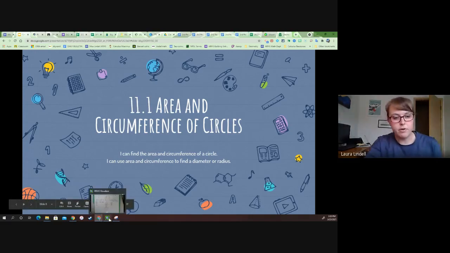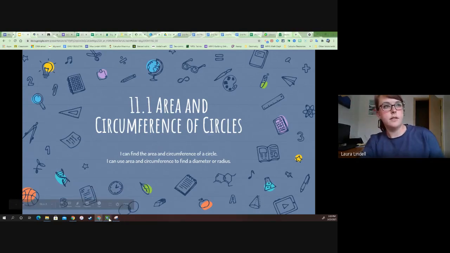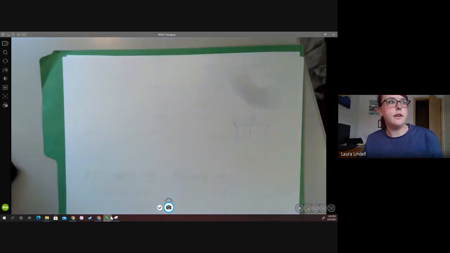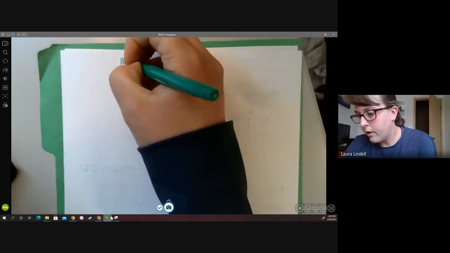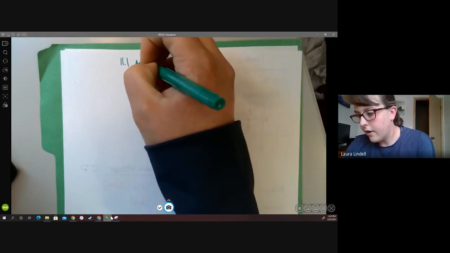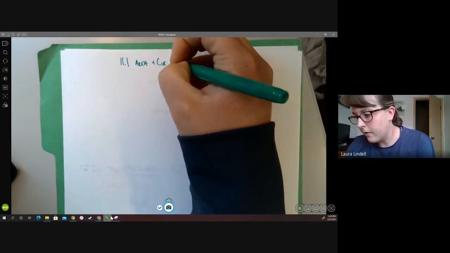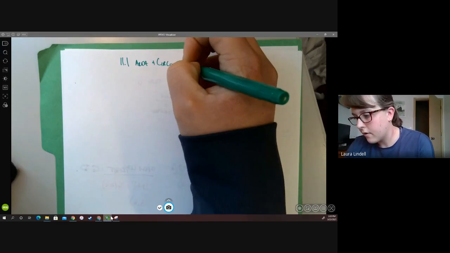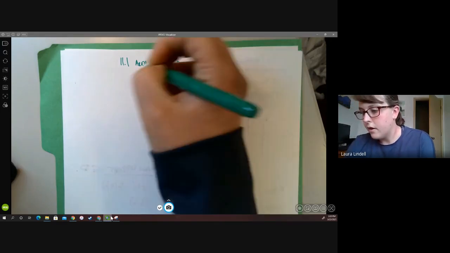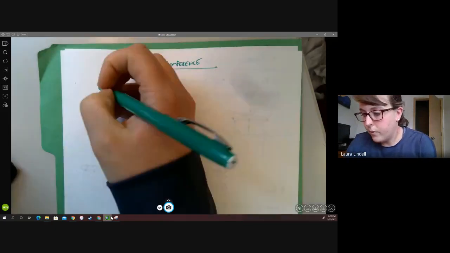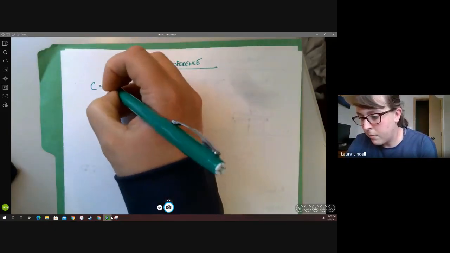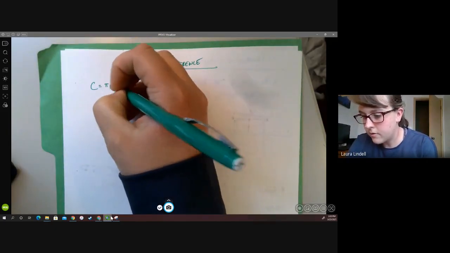So go ahead and grab your notes. And here we go. 11.1, area and circumference. So we've talked a bit about the definition of circumference already. So moving along from there, we talked about the formula. Circumference is pi times diameter.